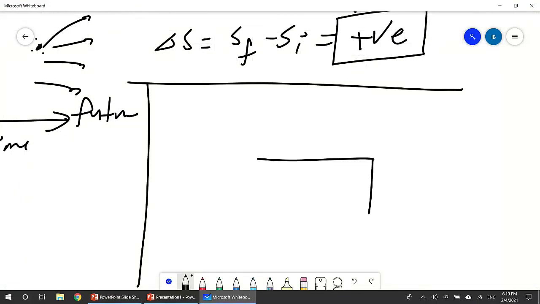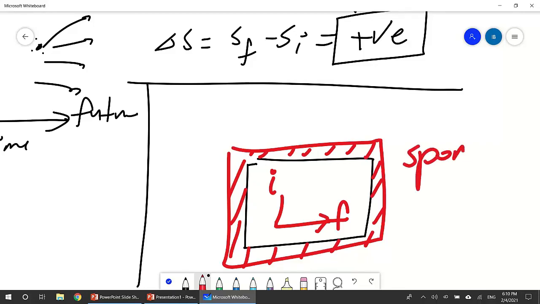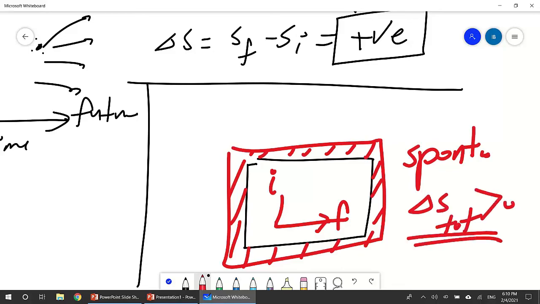That means if you have a system and it's isolated, and I think now you know what an isolated system means, it has adiabatic walls and does not allow anything to escape, neither heat nor matter. And if you imagine a process happening, where an initial state goes to a final state, and this process is spontaneous, then delta S for the whole system and the surroundings should be bigger than 0. If this is happening, then it's going to be a spontaneous process. That's what the second law is all about.